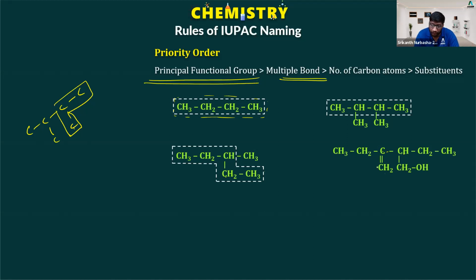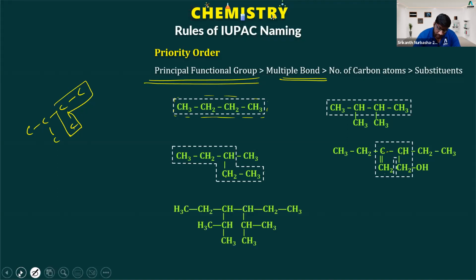So 1, 2, 3, 4, that will be a long chain which includes the functional group carbon as well as the C double bond C carbon. So this 1, 2, 3, 4, although we have only 4 carbon atoms, is actually including the functional group as well as the multiple bonding.